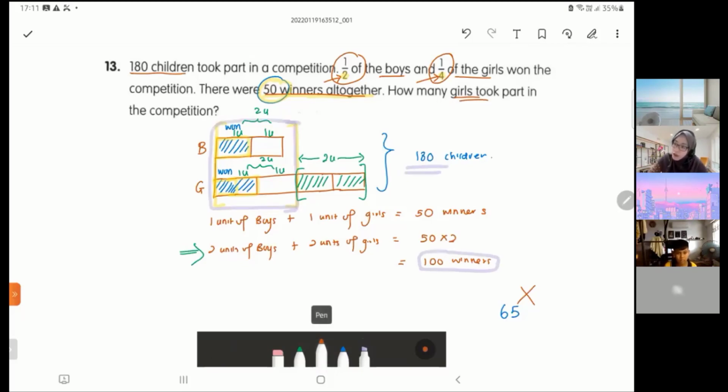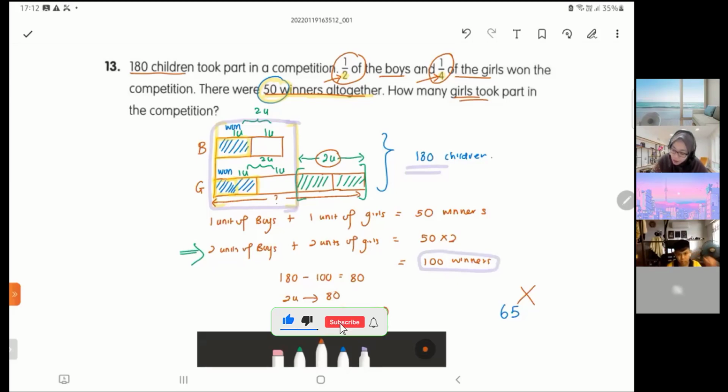So that will give me 180 minus 100 equals 80. This 80 is for my 2 units. So 2 units is 80. 1 unit is 80 divided by 2. I get 40. Am I happy with that? No. I want to know the number of girls who took part in the competition, which means all this. How many units is that? 4 units. Okay, so 40 times 4 is 160. Answer.